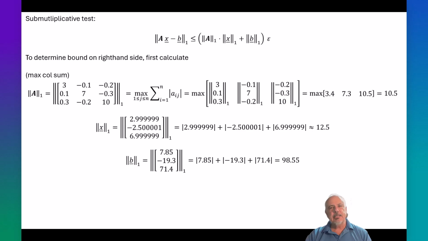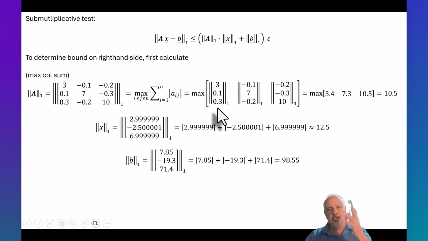Okay, so now let's take a look at the submultiplicative test. So for that one, we're going to be interested in getting this right-hand side now, and we're going to get the thing that scales machine epsilon first. So what we're going to do is kind of build it like this. We're going to look at the 1 norm of the matrix. That's the first thing. So I've got the 1 norm of that matrix. Remember, that's max column sum. So go in here and get the 1 norm of each column.